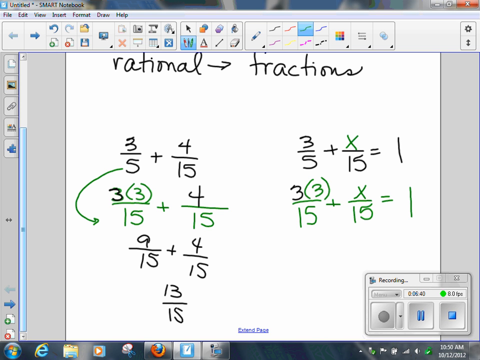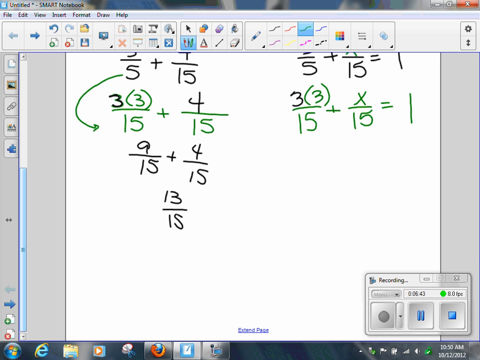1. Could I put 15 over 15 for 1? Why? Because 15 divided by 15 is 1, and it would have all 3 pieces of my equation having what? Common denominators. So I can change 1 to 15 over 15. They are equivalent. Now I'm going to combine 3 times 3, which is 9/15, plus x 15ths is equal to 15 over 15.